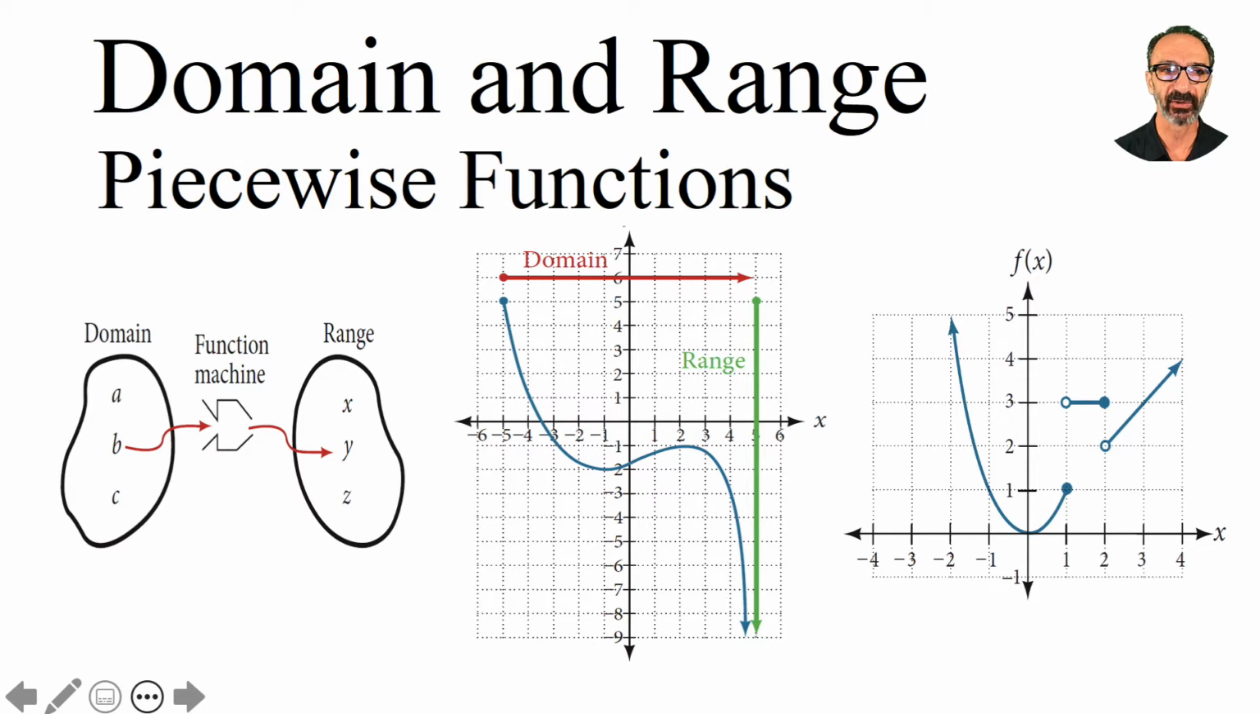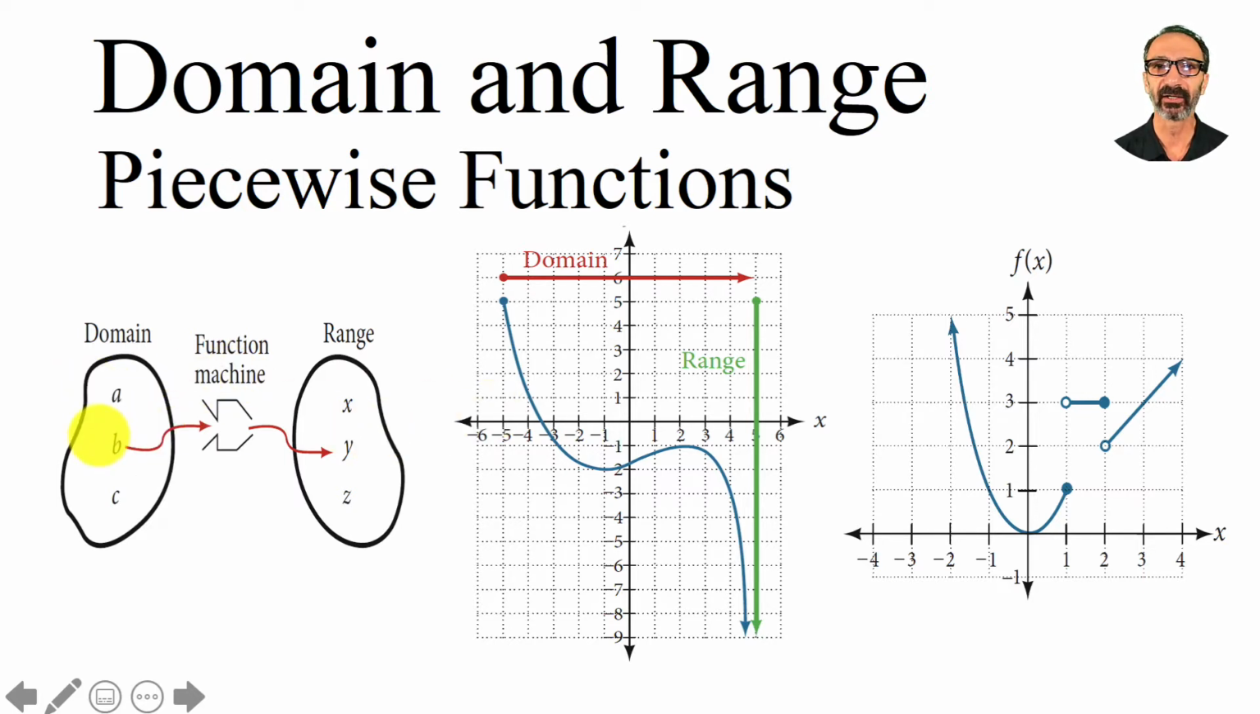Today we're going to talk about domain and range, piecewise functions, and some examples. You could see from this graph right here that the domain will be the inputs, the range will be the outputs, and the function is the function machine that tells you how to go from A to B. For example, if the function says 2x, that means the function machine, anything I give you, you have to multiply it by 2, you have to double it.